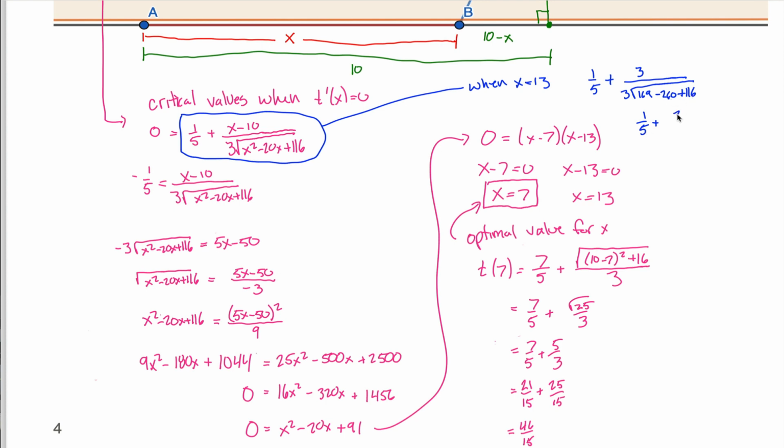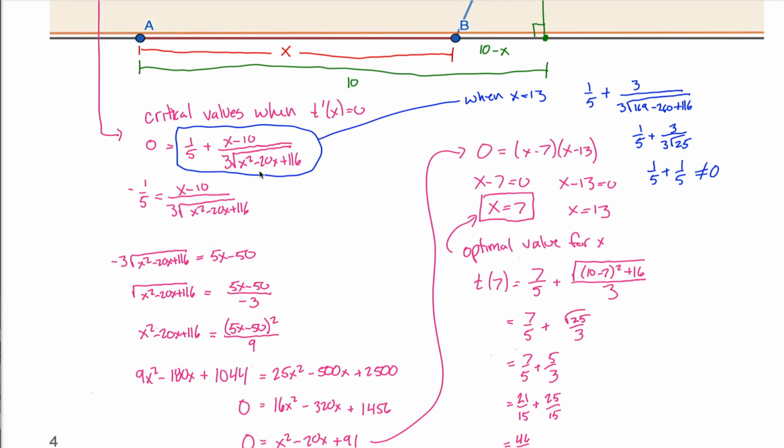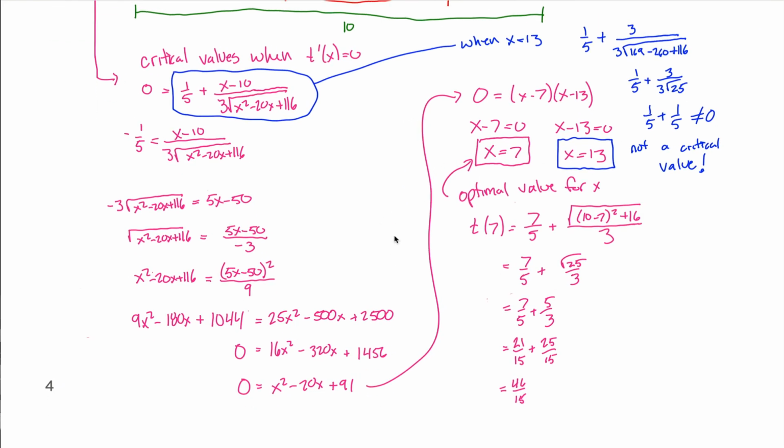So I get 1/5 plus 3 divided by 3 times the square root of 25. I get 1/5 plus 1/5. That does not equal 0. X equals 13 is not a solution to this equation. X equals 13 actually is not a critical value. And you're like, oh man, you made another algebraic mistake? Well, kind of. Really what happened in this solving process is we lost information.